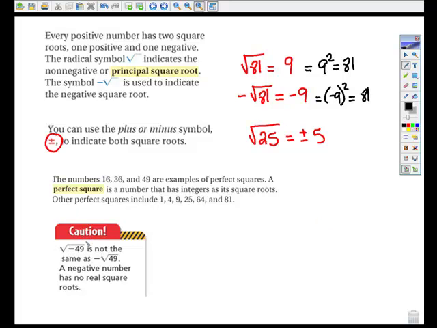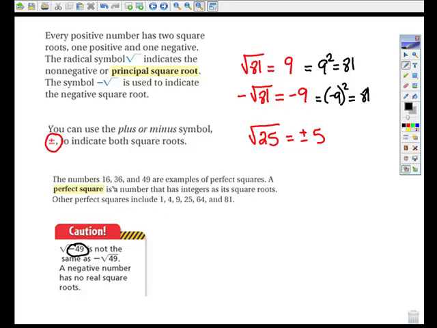Let's jump down to this little cautionary box down here. The square root of negative 49 is not the same as the negative square root of 49. You cannot take the square root of a negative number, because there is no number that when you multiply it by itself that'll come out to be a negative. Any number times itself will be a positive.